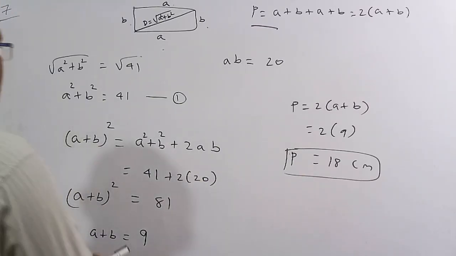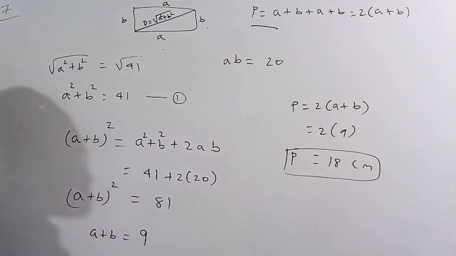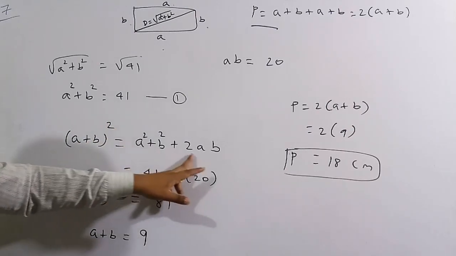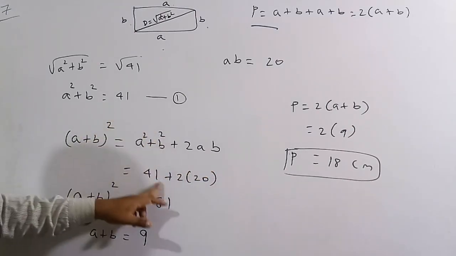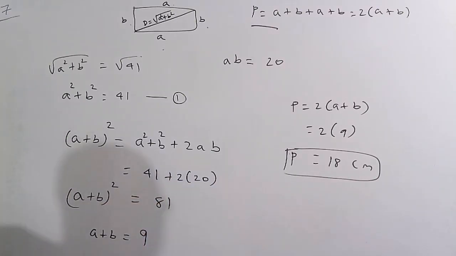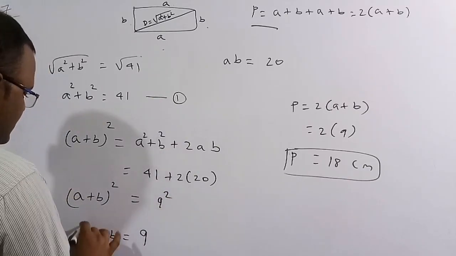Therefore, we know the value of a square plus b square, and we know the value of ab. So I want to know the value of a plus b whole square, which is a square plus b square plus 2ab. So a square plus b square is 41, and 2 into ab is equal to 20. If you solve this one, we are going to get 81. So 81 is 9 square. Therefore a plus b is equal to 9.